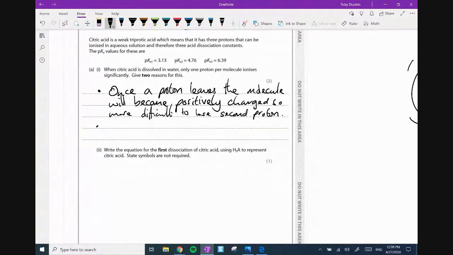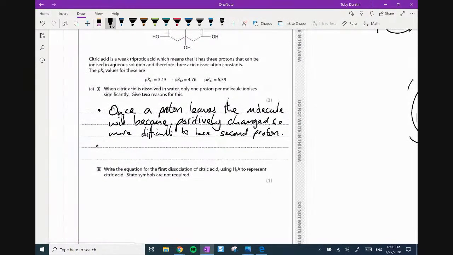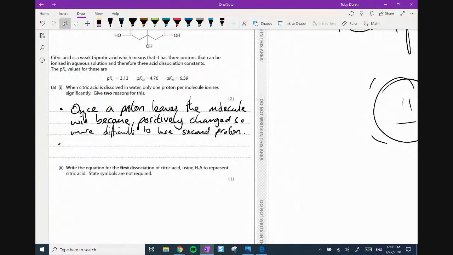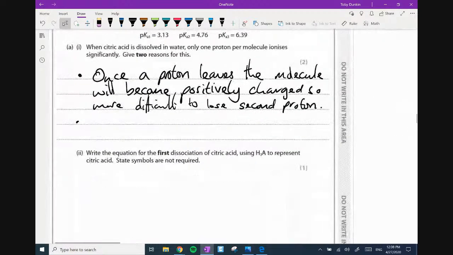Next one is that the equilibrium is being pushed. Because if we lose a second one, it means there could be a higher concentration.